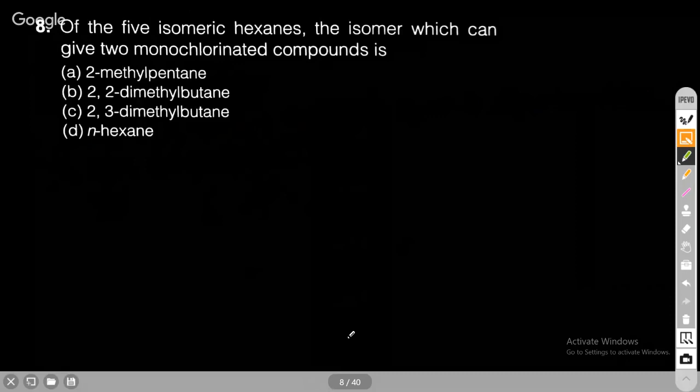Vaishnavi is getting C. All of you are getting C, tell me.